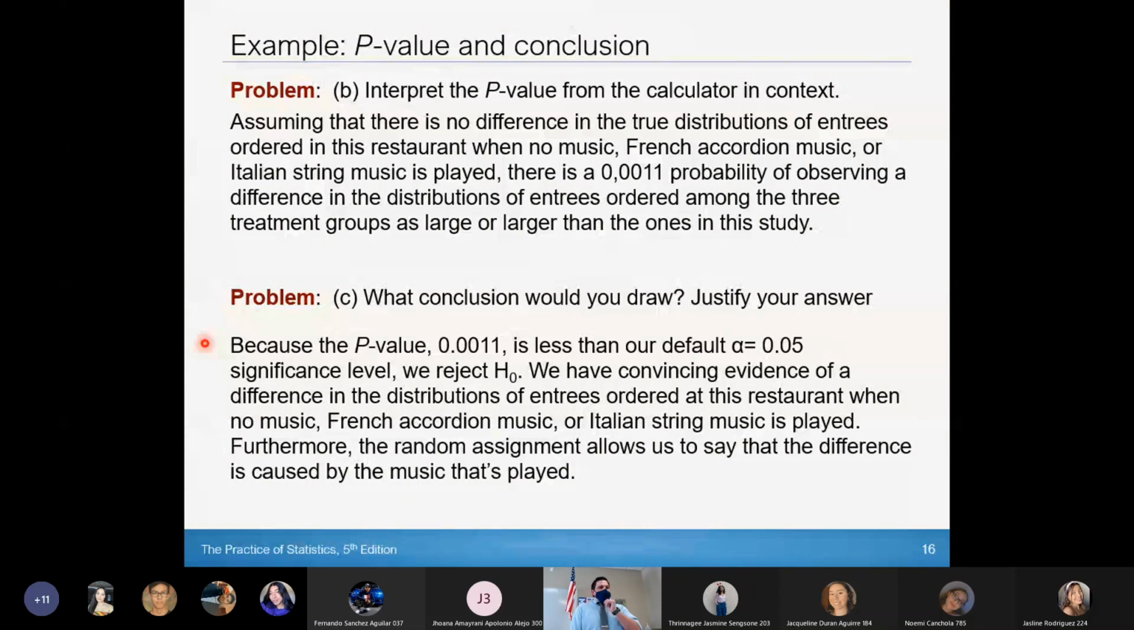Furthermore, the random assignment allows us to say that the difference is caused by the music that's played. And again, if you can recall way back when we talked about what things we're allowed to make inference about, we need to have random assignment in order to make an inference about a treatment having an effect on something. Are there any questions about the difference between interpreting a p-value and writing a conclusion based on a p-value?